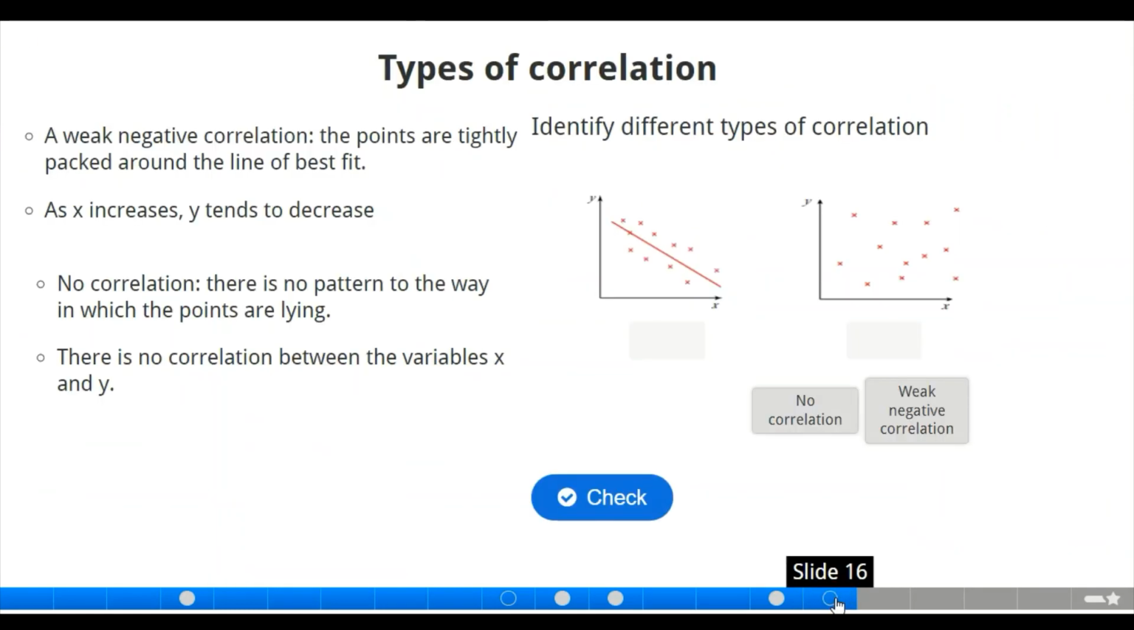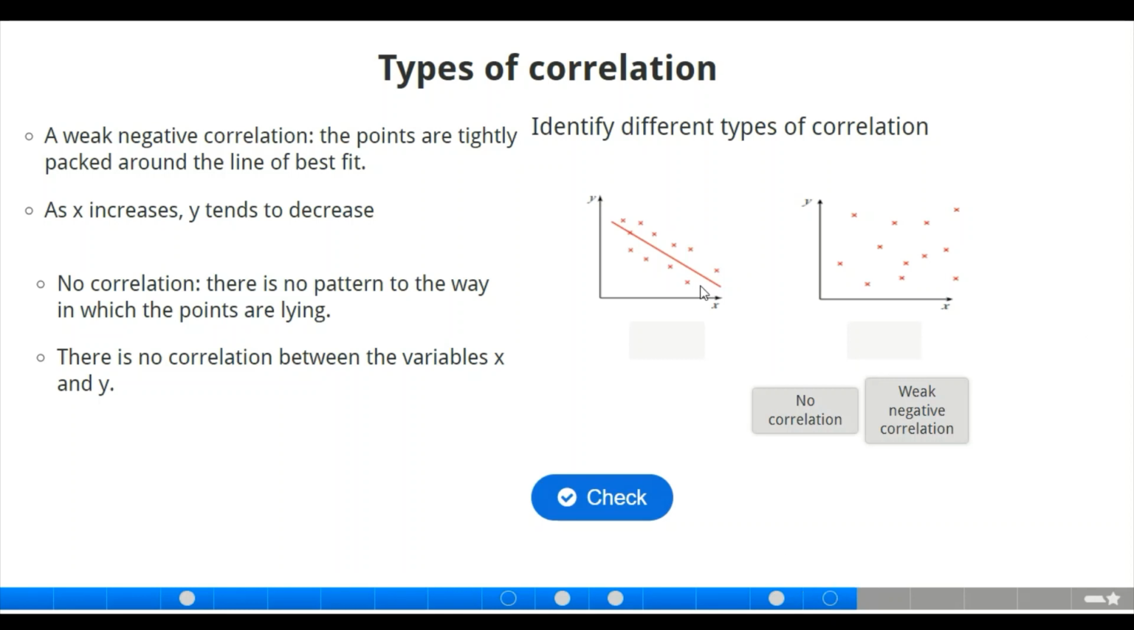Now let's look at the next types of correlation. We have weak negative correlation, where the points are scattered around the line of best fit. As x increases, y tends to decrease. That is for weak negative correlation. And when there is no correlation at all, there is no pattern to the way in which the points are aligned. So there is no correlation between variable x and variable y.